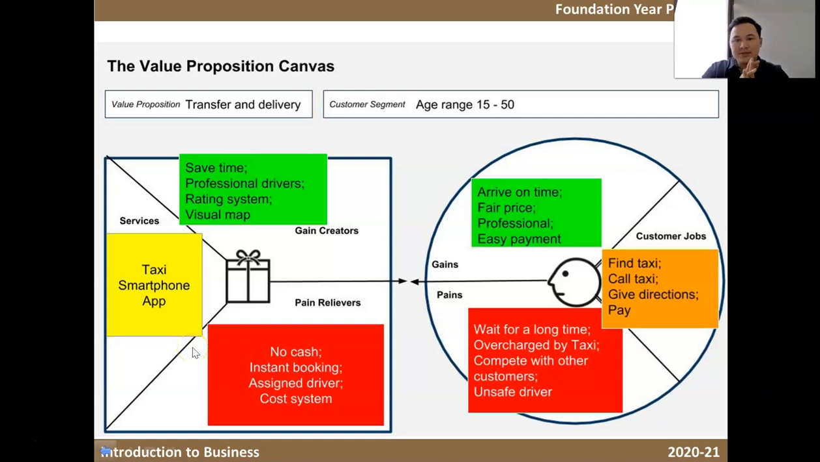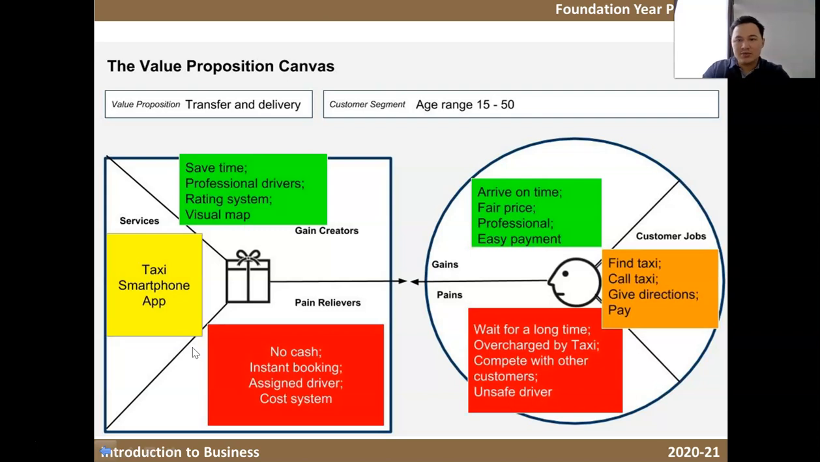Okay, let's continue. So we have introduced you the value proposition canvas, where you actually need to look at the customer pains and gains, and then what kind of jobs customers need to accomplish before buying it, while buying it, and after purchasing.